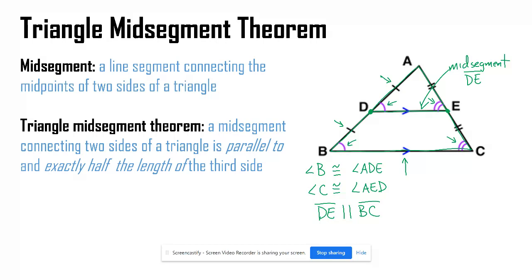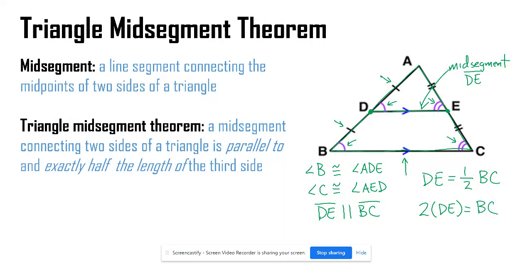The other thing that happens is the midsegment always ends up being exactly half the length of that third side. And there's two ways we can think of this or write this. We can say that segment DE or length DE is exactly 1/2 the length BC. So DE is equal to 1/2 BC. The other way we can write this, which is the way I prefer, we can say 2 times DE. So if we take DE and double it, we end up with BC.